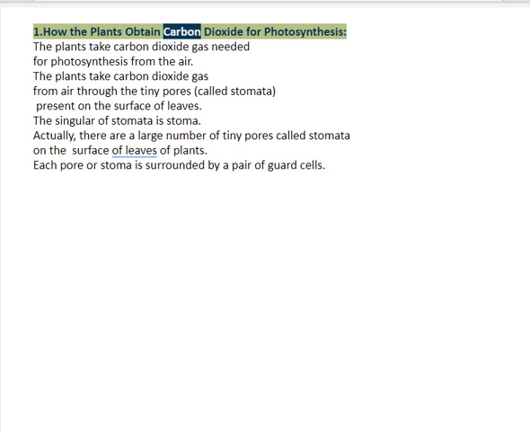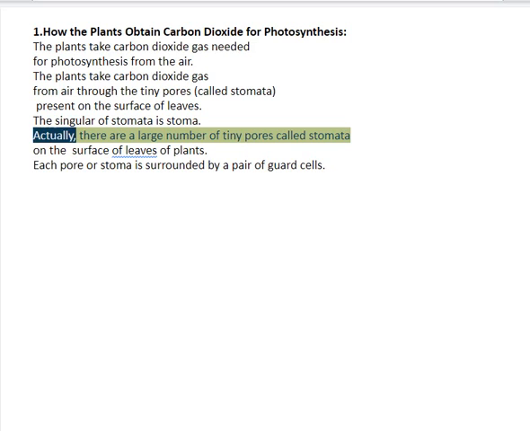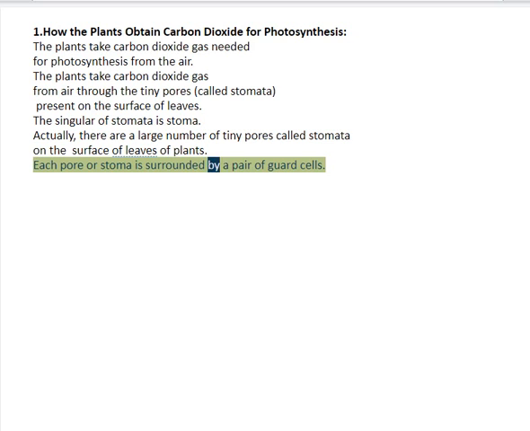1. How the plants obtain carbon dioxide for photosynthesis. The plants take carbon dioxide gas needed for photosynthesis from the air. The plants take carbon dioxide gas from air through the tiny pores called stomata, present on the surface of leaves. The singular of stomata is stoma. Actually, there are a large number of tiny pores called stomata on the surface of leaves of plants. Each pore or stoma is surrounded by a pair of guard cells.